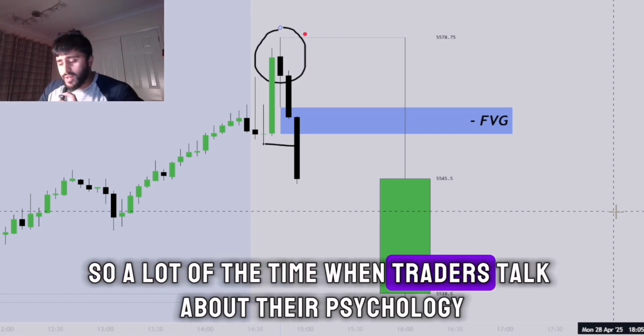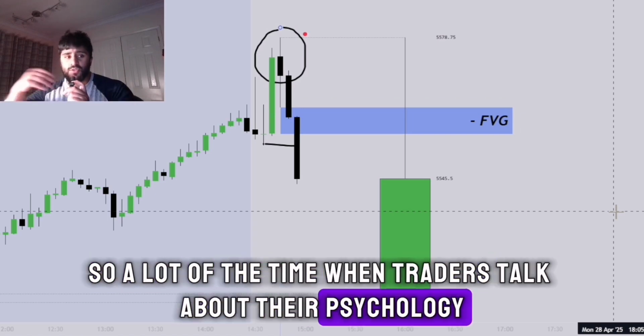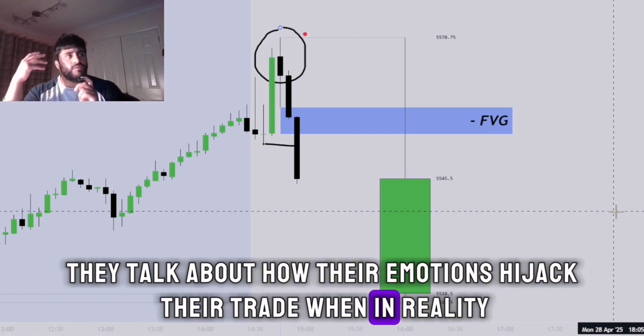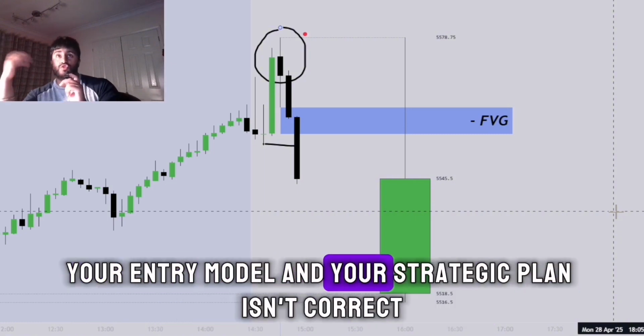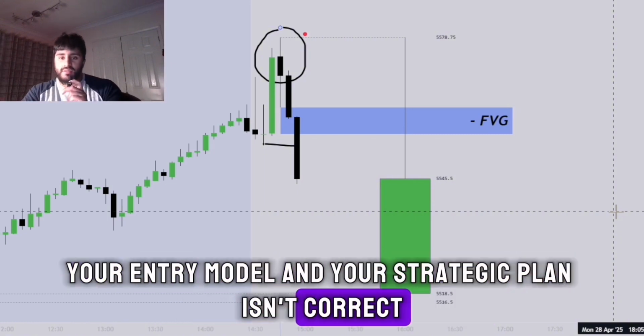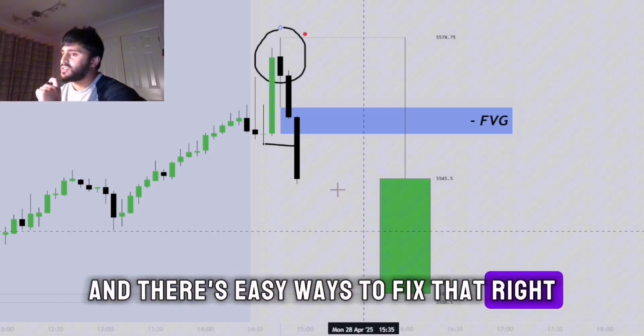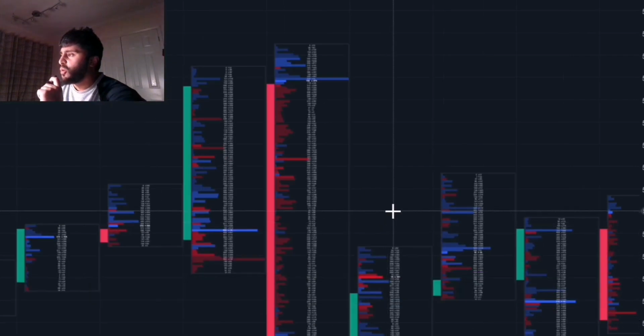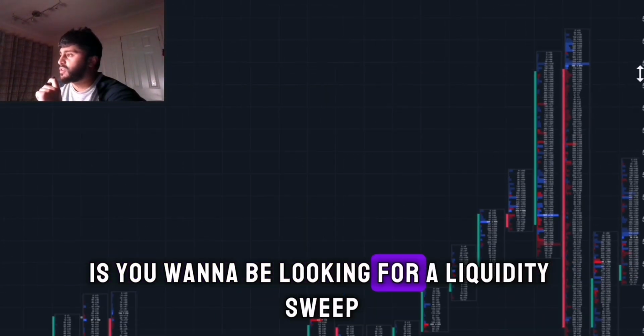So a lot of the time when traders talk about their psychology, they talk about their emotion. They talk about how their emotions hijack their trade, when in reality, your entry model and your strategic plan isn't correct. And there's easy ways to fix that, right? So first of all, you want to be looking for a liquidity sweep. If we go back to the ATAS platform, you want to be looking for a liquidity sweep.